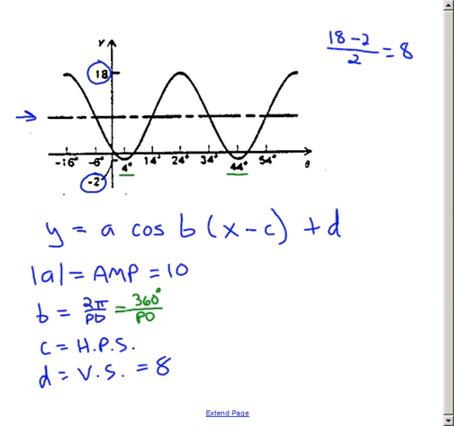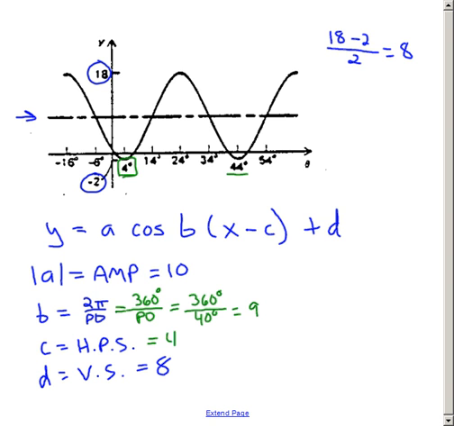So our period to go from 4 to 44 means we went 40 units, or 40 degrees. So we're going to do 360 degrees divided by 40 degrees, and that gives us 9. So our B is 9. Since we started at this 4 degrees right here, we know our horizontal phase shift is 4. Since I have the absolute value of A, and then B, C, and D, I can write the equation for this sinusoid.